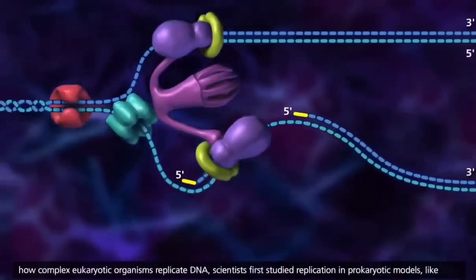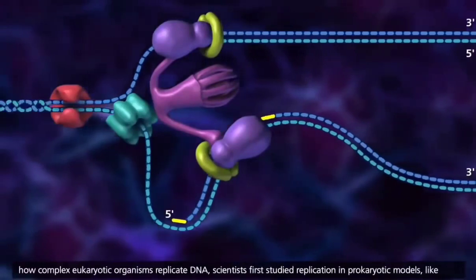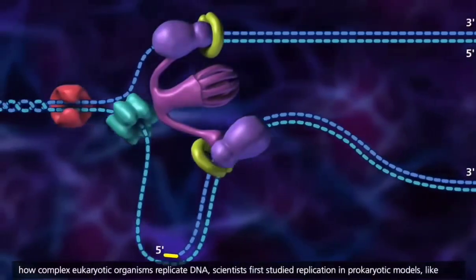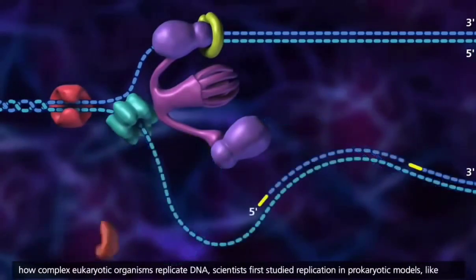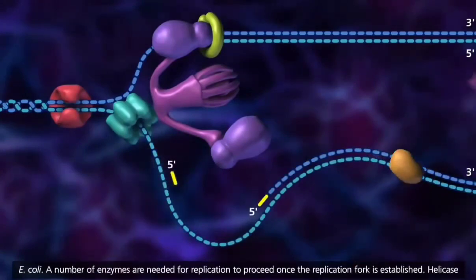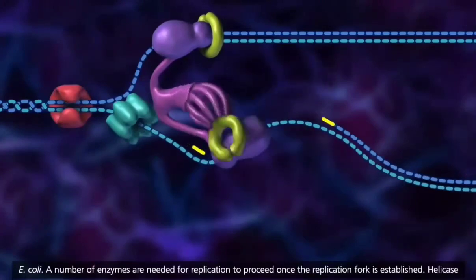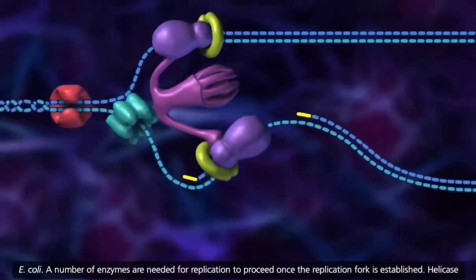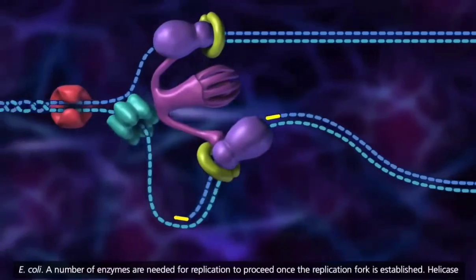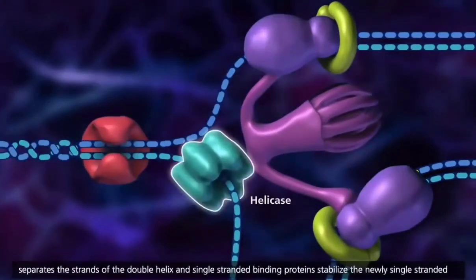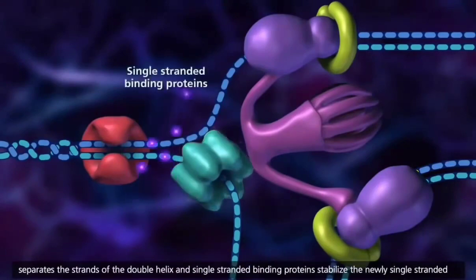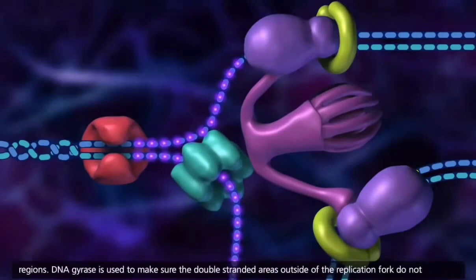In order to understand how complex eukaryotic organisms replicate DNA, scientists first studied replication in prokaryotic models like E. coli. A number of enzymes are needed for replication to proceed once the replication fork is established. Helicase separates the strands of the double helix, and single-stranded binding proteins stabilize the newly single-stranded regions.